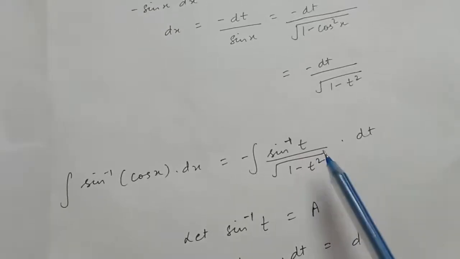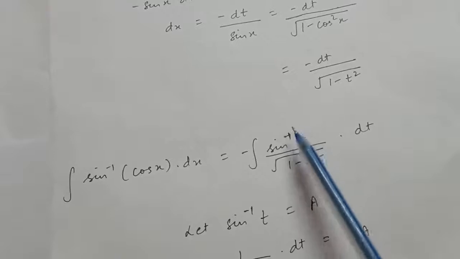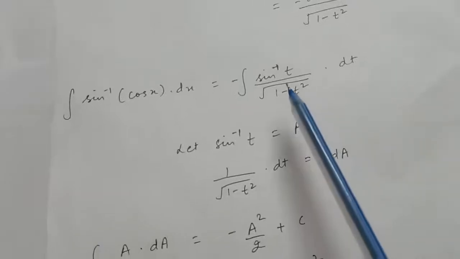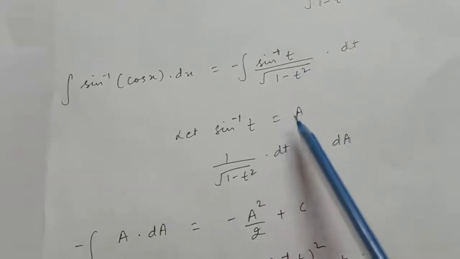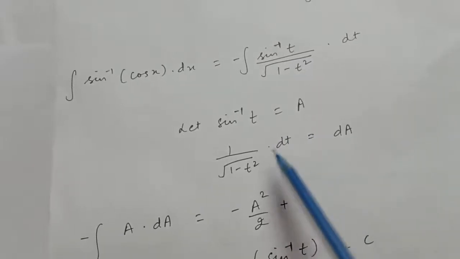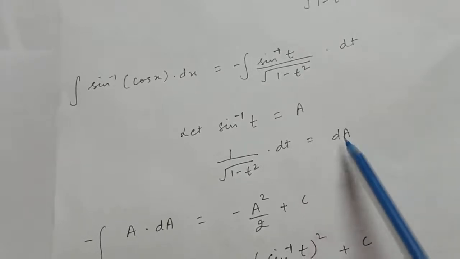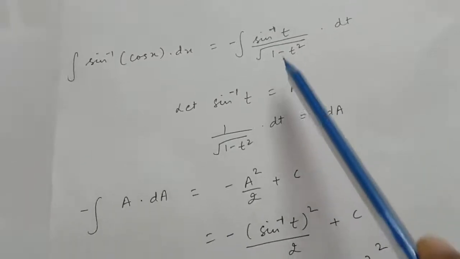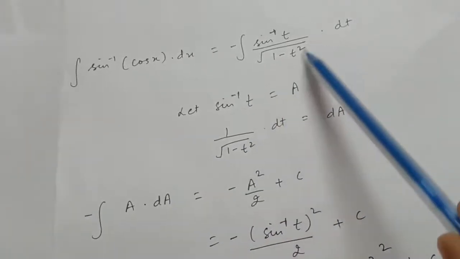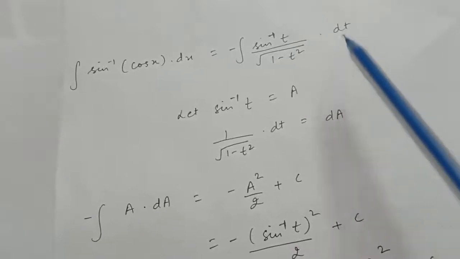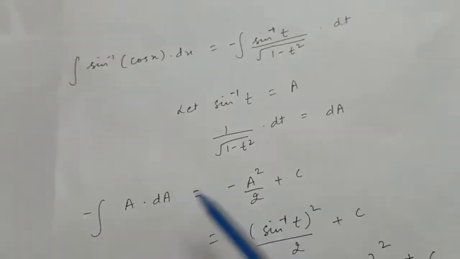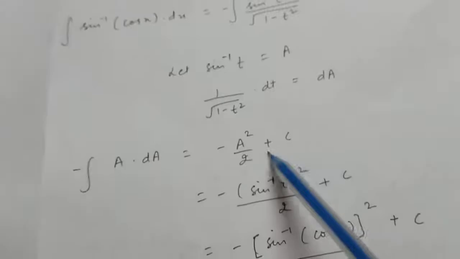Again you have to substitute, because sin inverse t derivative is 1 upon root 1 minus t square, which exists in the integrand. So now let this sin inverse t as equal to a. Differentiating both the sides, you will get 1 upon root 1 minus t square into dt equal to dA, right? Now this integral will become minus, in place of sin inverse t a, and in place of 1 upon root 1 minus t square into dt you will get dA. Now this is minus as it is. Integral of a is a square by 2 plus c.